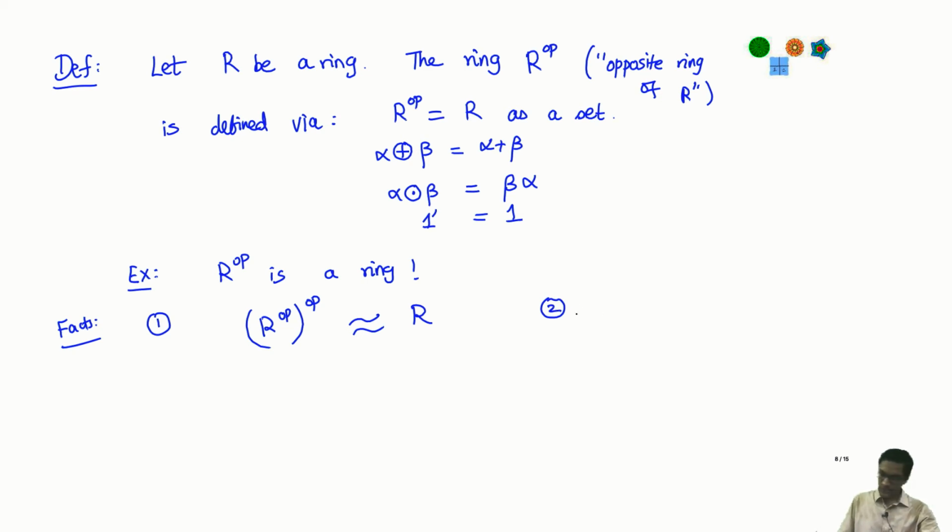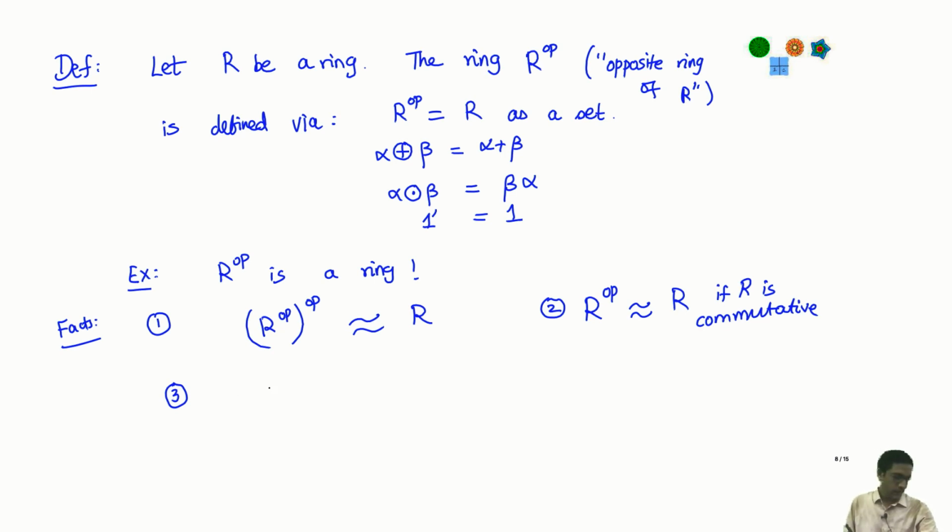Property 2 is that if the ring is commutative, then this opposite ring business is really not required. The opposite of a ring is the same as, or isomorphic to, the original ring if R is commutative. But the converse is not necessarily true. If a ring is non-commutative, it can still be isomorphic to its opposite.